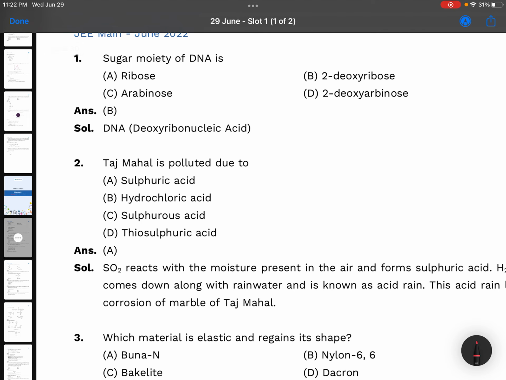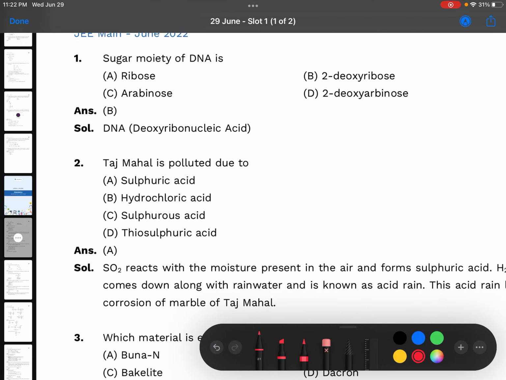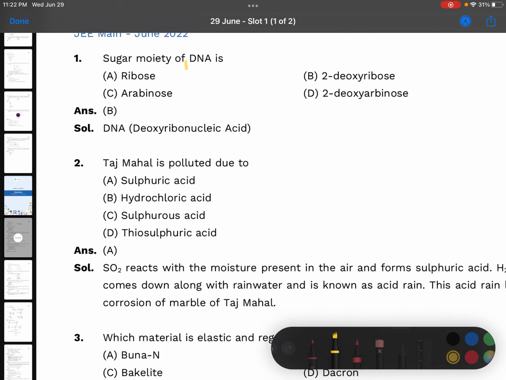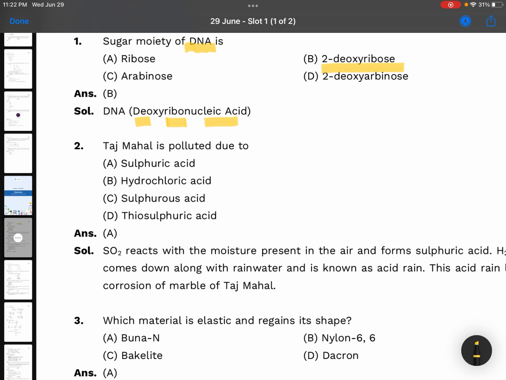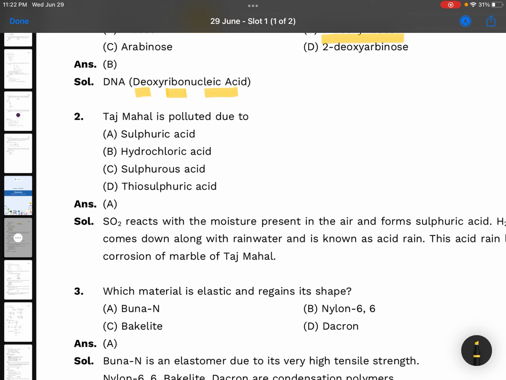Thank you, sirs. So, the questions are very simple here. First, sugar moiety of DNA is deoxyribonucleic acid. Very simple question. If this is the right one as it is given, then as I always say, biomolecules, chemistry in everyday life, polymers, if these kind of questions are coming, you are very lucky.